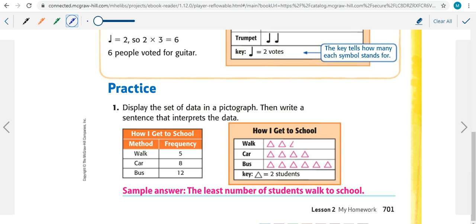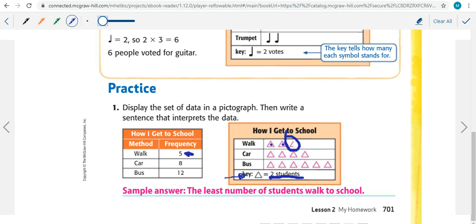Now, walk. 5 people get to school by walking. 8 people go to school by car. And 12 people get to school by bus. Now, look at the key. This is very important. The key is telling me that each triangle represents 2 students, okay? So to represent 5, you're going to draw 2 triangles and a half of 1 triangle to say that 5 people walk to school.